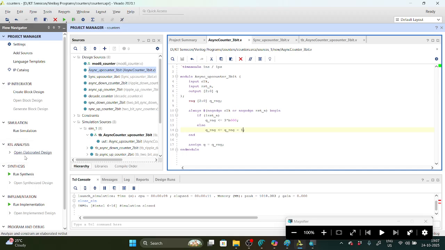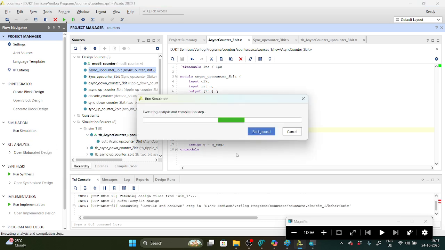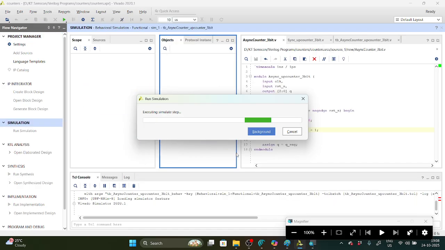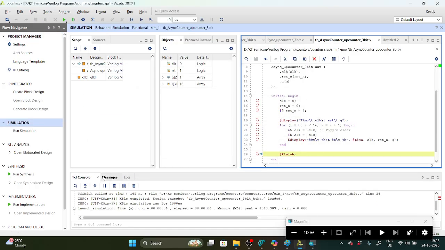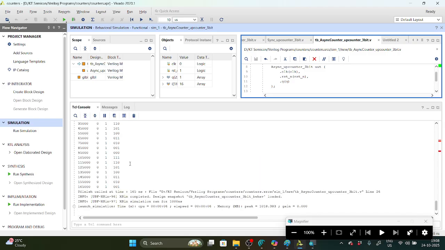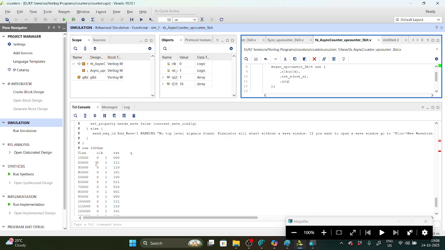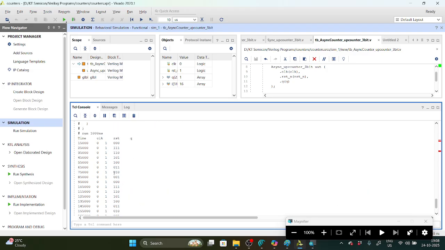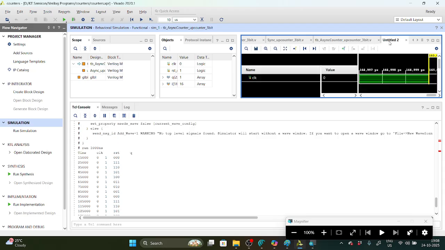So run the simulation, run behavioral simulation. I can see the outputs in the TCL console also. See here, it will start from 0, and then it goes 111, 110, 101, 100, 011, 010, 001, and 000. And after that again it is starting. These outputs only I can see in the simulation waveform.